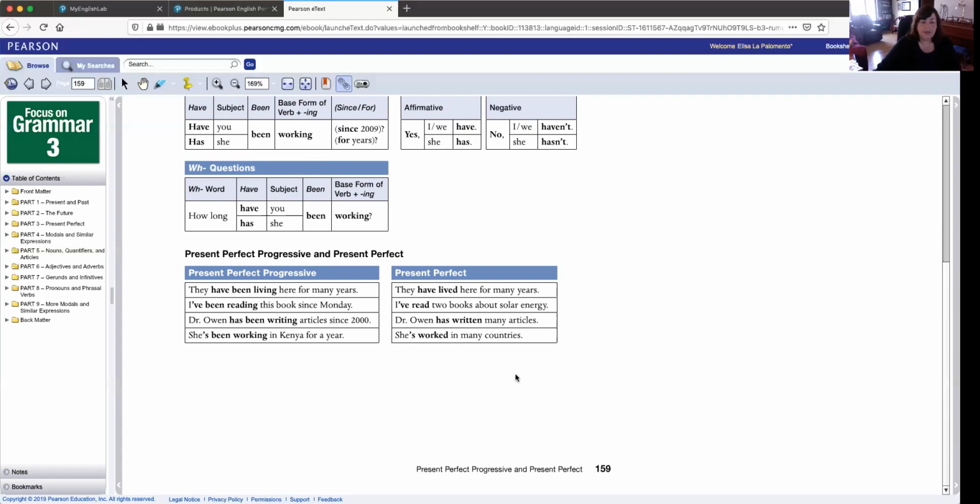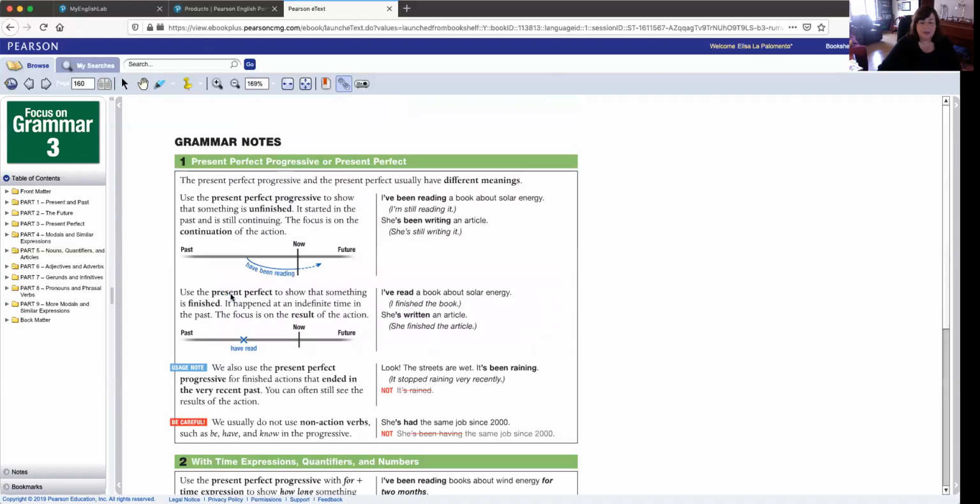All right, hopefully you understood that. So let's go on to the next page. This is page 160, and here we're going to learn the differences between present perfect progressive and present perfect. And when we use these, and actually the grammar lesson I just taught you, I already explained all that. But now here it is in your book. This is a great place for you to study, okay?